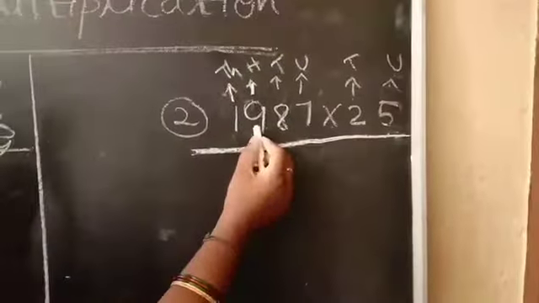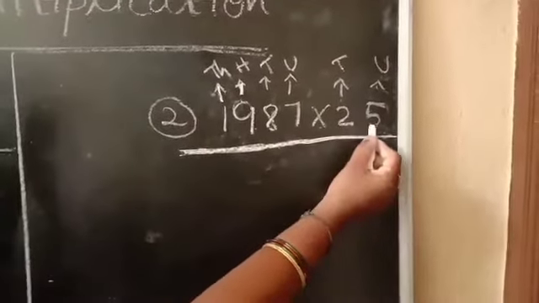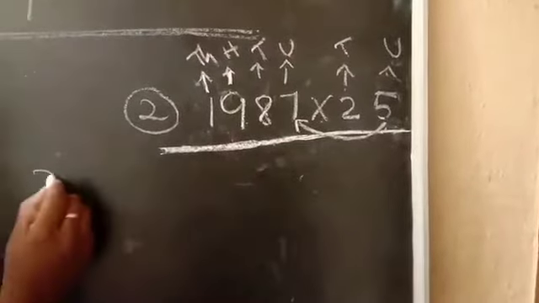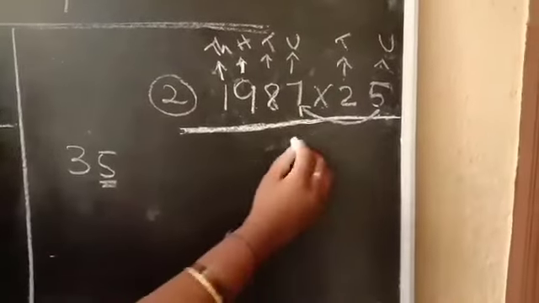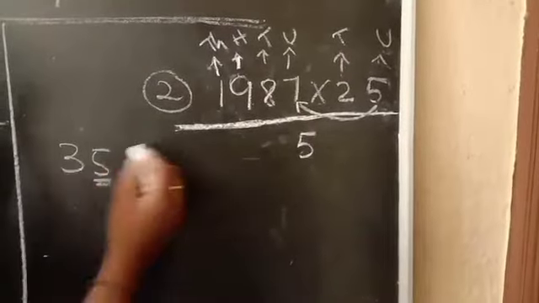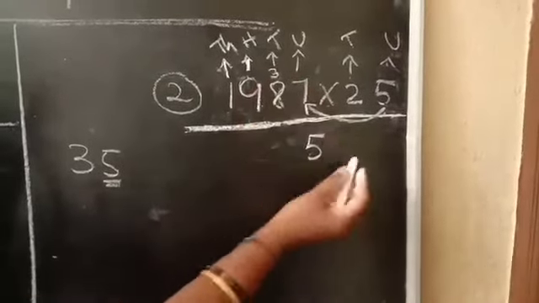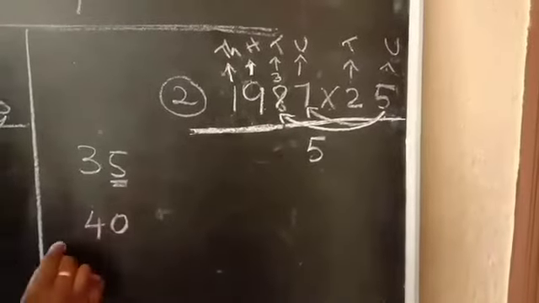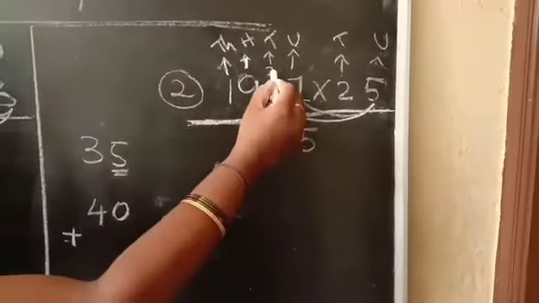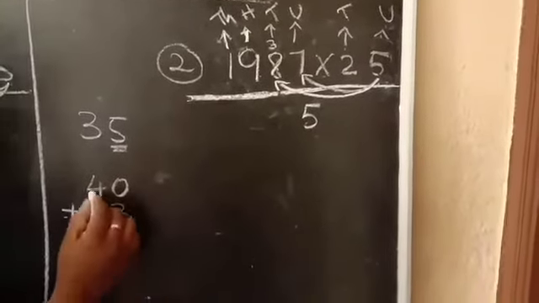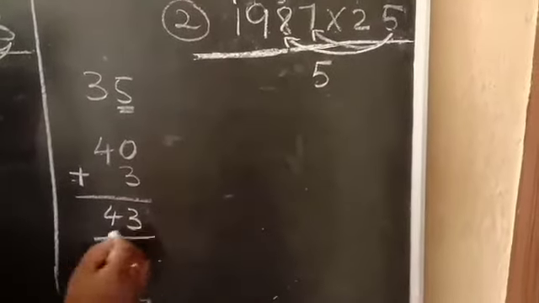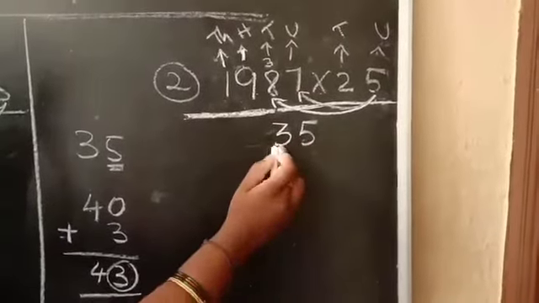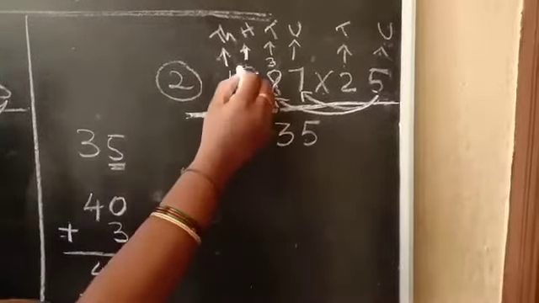Example is 1987 multiplied with 25. 5 should be multiplied with 7. 7 5s are 35. This 5 should be written in unit place. 3 should be carried on tens place. Next, 5 8s are 40. 3 should be added with 40. 40 plus 3 is 43. 3 is there in unit place, so you have to write it in tens digit. 4 should be added with hundreds place.